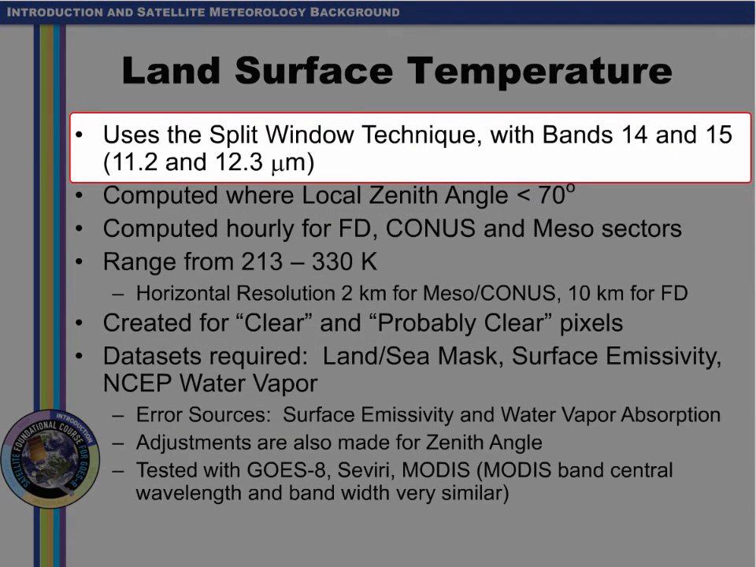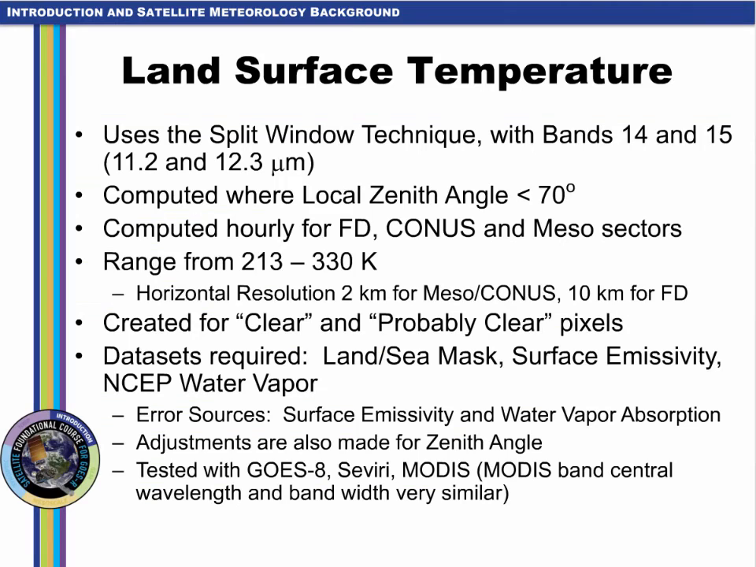The split window difference uses data from 11.2 and 12.3 microns, that is, bands 14 and 15 on ABI. The amount of water vapor in the atmosphere is related to the split window difference, so a water vapor correction can be computed for either detected brightness temperature. Land surface temperature is computed hourly for the full disk, CONUS, and meso domains, and values range from 213 to 330 Kelvin, that is from -60 Celsius to 57 Celsius.